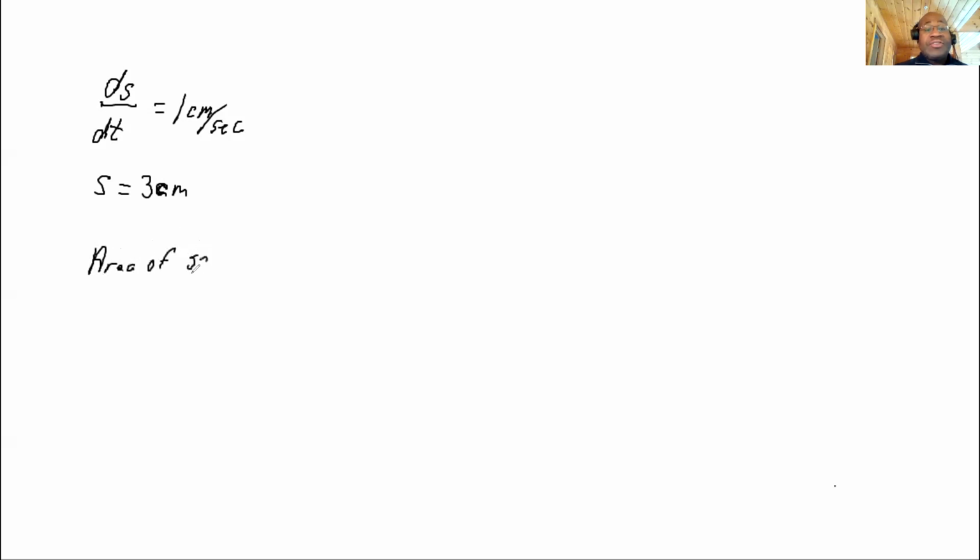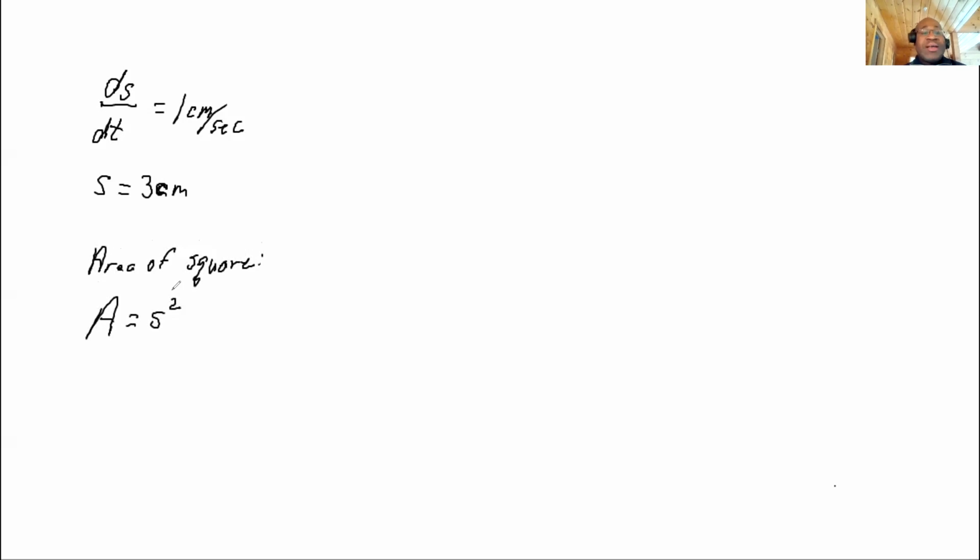So the area of a square is given by the formula A equals S squared. So it's just the length of a side squared. And then we need to know how to differentiate implicitly. All right, so what do we do at this point?